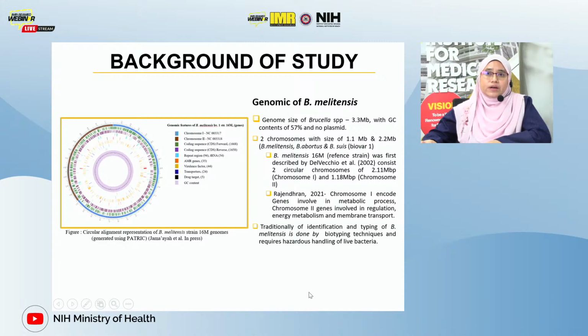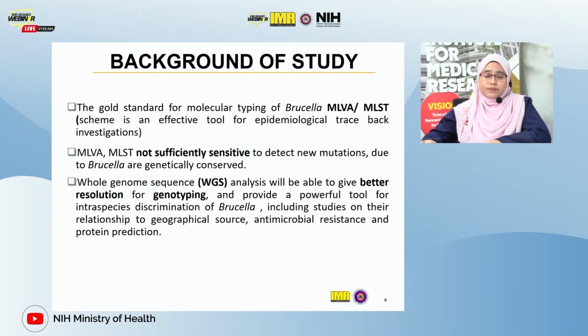Traditionally, identification and typing of Brucella melitensis is done by biotyping techniques, which require hazardous handling of live bacteria. MLST and MLVA are commonly used in epidemiological investigation. These tests are the gold standard for molecular typing, but the technique is not sufficiently sensitive to detect new mutations because Brucella is very highly conserved. Therefore, whole genome sequencing analysis will give better resolution for genotyping and provide a powerful tool for intraspecies discrimination among Brucella, including relationship to geographical source, prediction of antimicrobial resistance and protein prediction.